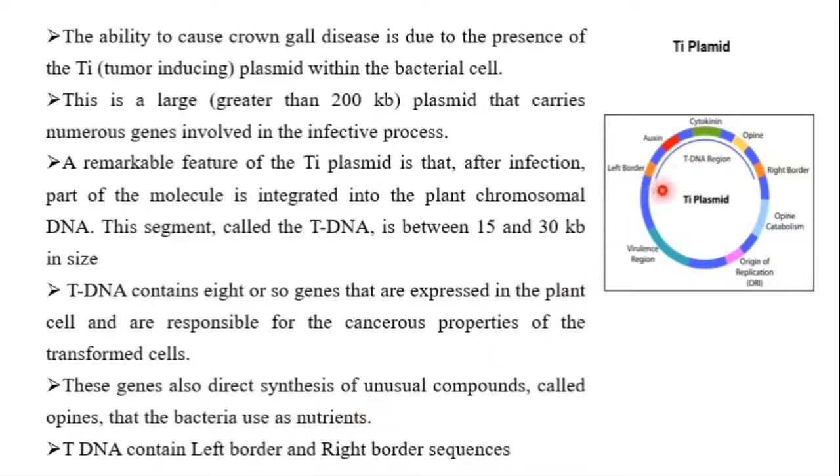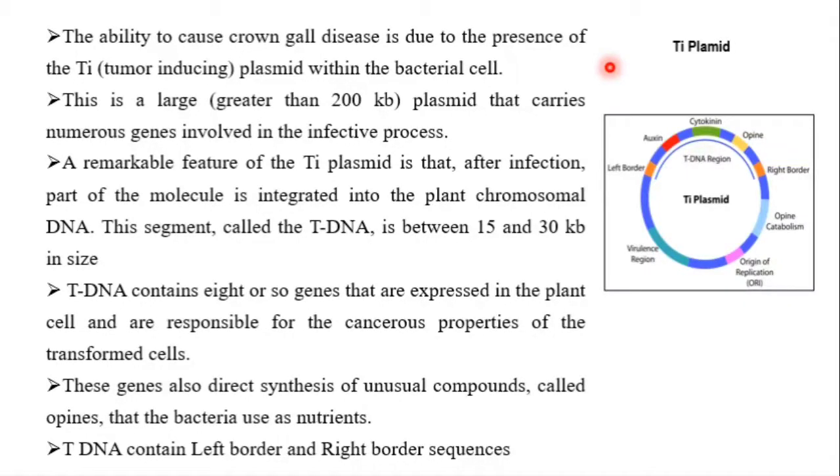And then this Ti plasmid also contains a left border sequence and a right border sequence. We can see again that the ability to form crown gall disease is due to the presence of the Ti plasmid in Agrobacterium tumefaciens. The ability of causing crown gall disease in plants is due to the Ti plasmid. This Ti plasmid has a size of 200 kb, and it carries numerous genes.